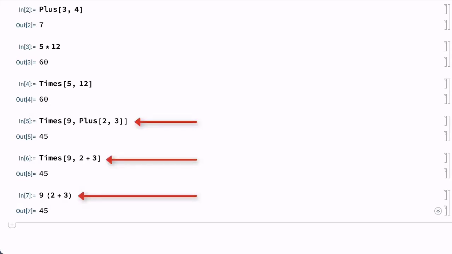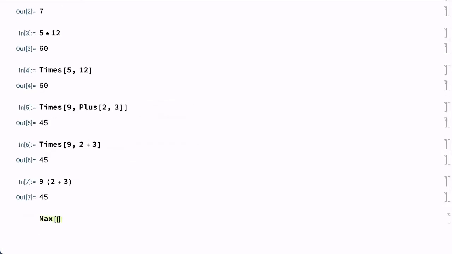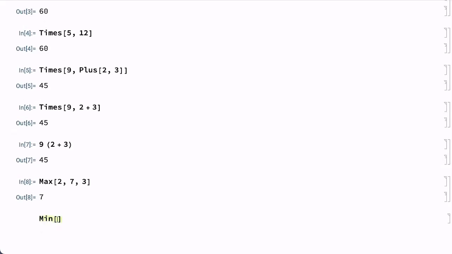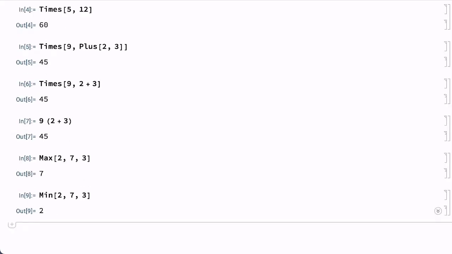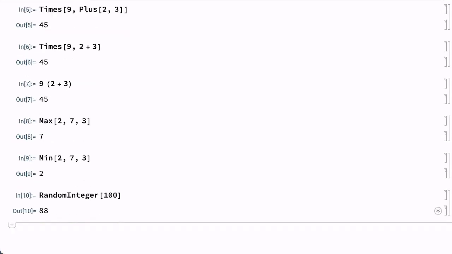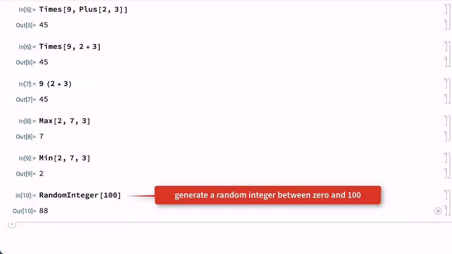The Wolfram language has thousands of other functions, not just functions for arithmetic. This shows the max function, which finds the maximum of a set of numbers. There is also a min function that finds the minimum of a set of numbers. Another common function is the random integer function, which generates random integers. Random integer with a positive integer as the argument gives a random integer between 0 and that positive integer. For example, this generates a random integer between 0 and 100.